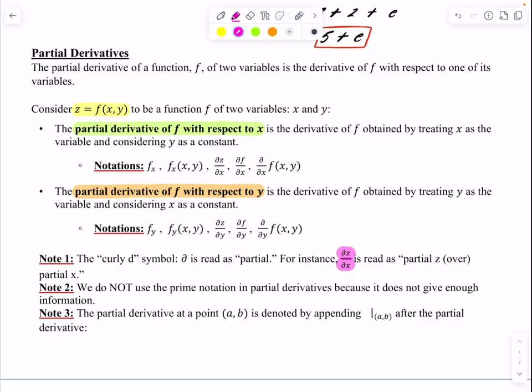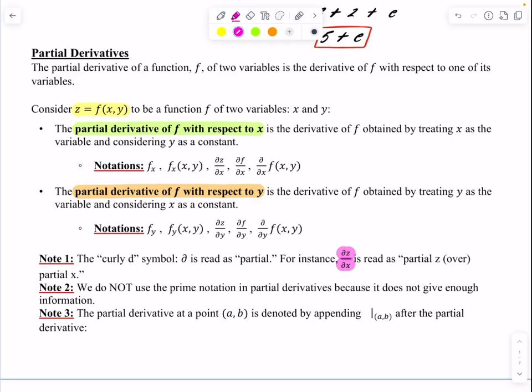For our second note, notice in both of these notations for respect to x and respect to y, we are not using the prime notation. It doesn't give us enough information. If we just have a prime, we don't know if we're taking it with respect to x or with respect to y. So when we're doing partial derivatives, we do not use the prime notation.